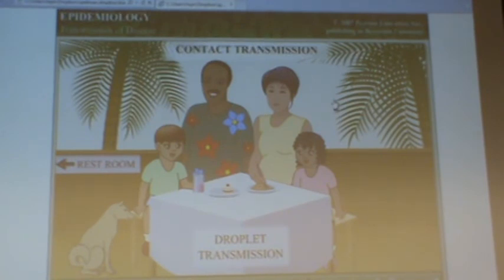Droplet transmission occurs via mucus droplets within a distance of less than 1 meter. This can occur while exhaling, speaking, coughing, or sneezing. Indirect contact involves spreading of pathogens by inanimate objects called fomites. Fomites can include needles, eating utensils, money, tissues, toys, and medical equipment.